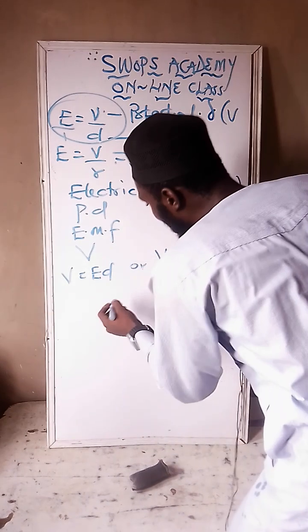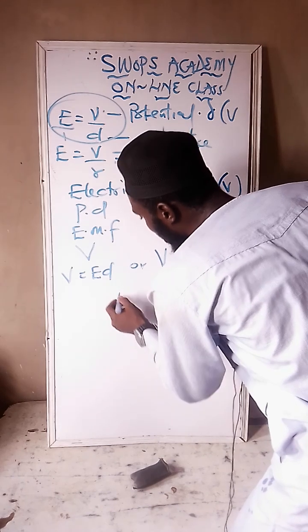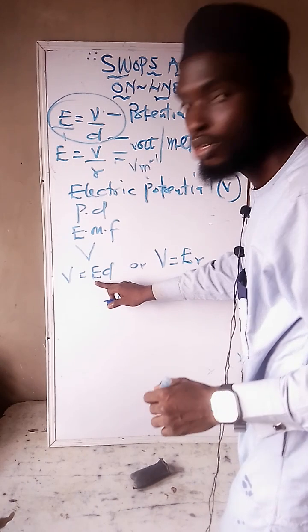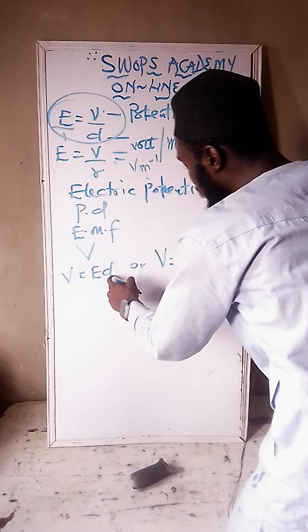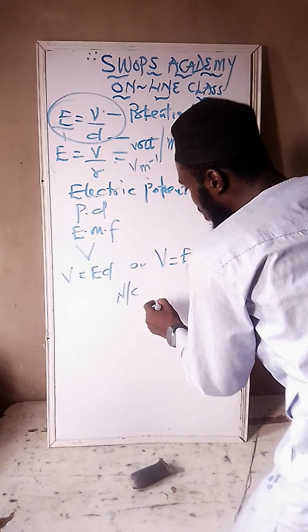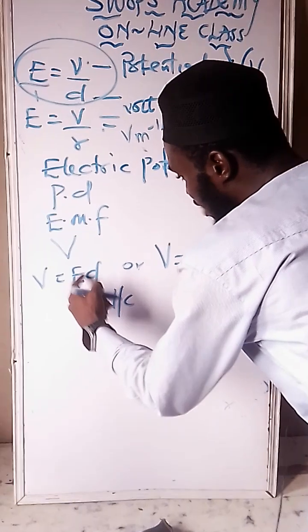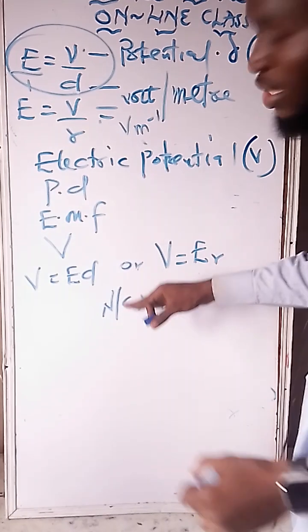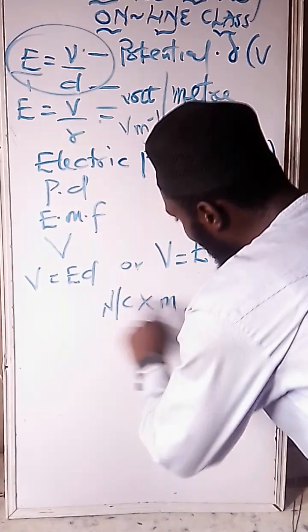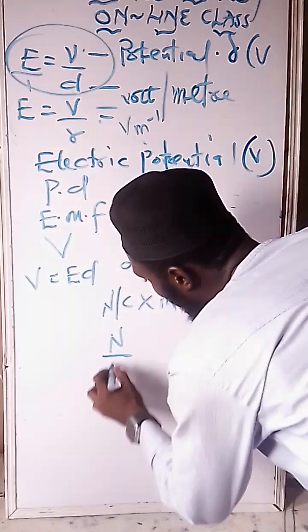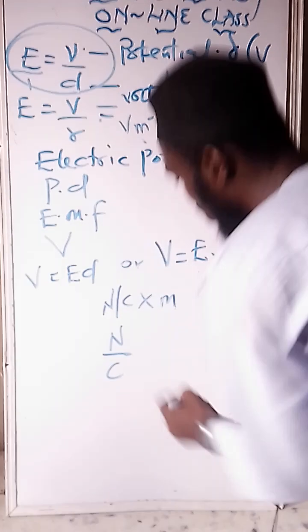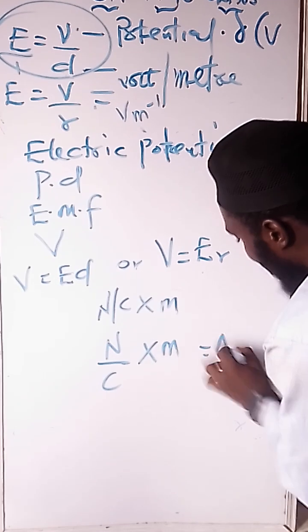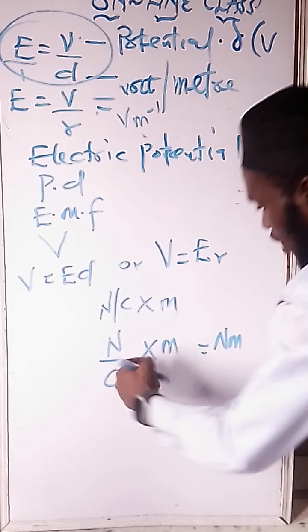The substandard one: this is E. E is Newton per coulomb. I've told you that is the SI unit for E. Then the standard SI unit for D is meter. But what is the sign that is joining E and D? It is times. This is the derived unit. Now, when I said this times this, it will be N all upon C times M. N times M will give me Nm, Newton meter.